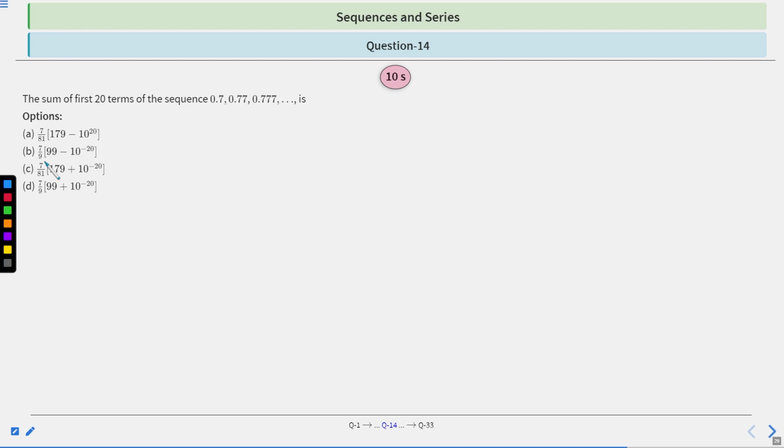Let's move to question number 14. The sum of the first 20 terms of the sequence 0.7, 0.77, 0.777, ... is. So after 10 seconds, we will move to the solution part.